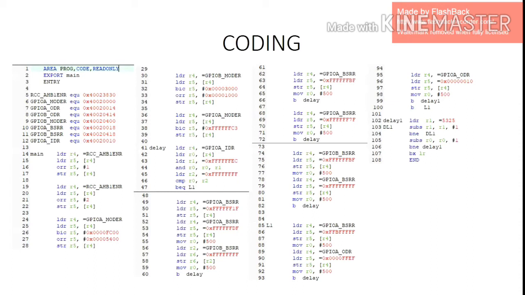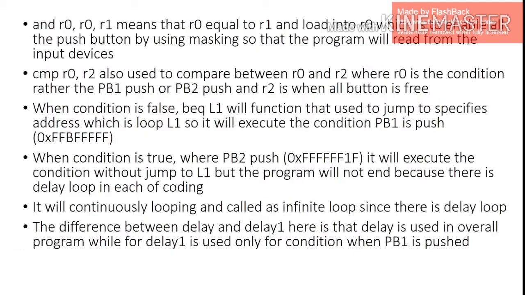So this is the full coding. We just need to add switch coding and masking before the coding of the condition when blinking LED and also blinking LED one by one. So we use ANDS R0, R0, R1, meaning that R0 is ANDed with R1 and loaded into R0, which is to enable all the push buttons by using masking so that the program will read from the input device.